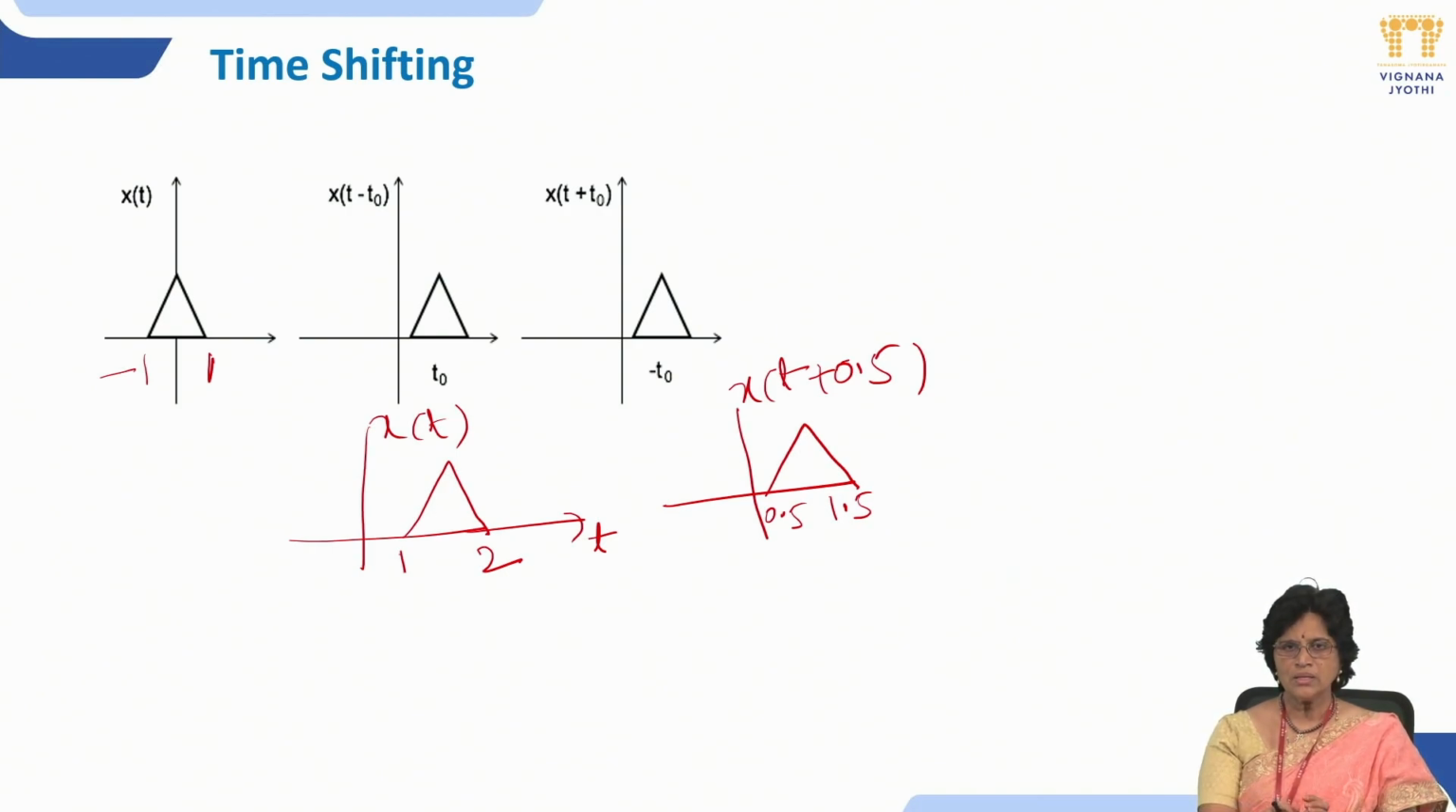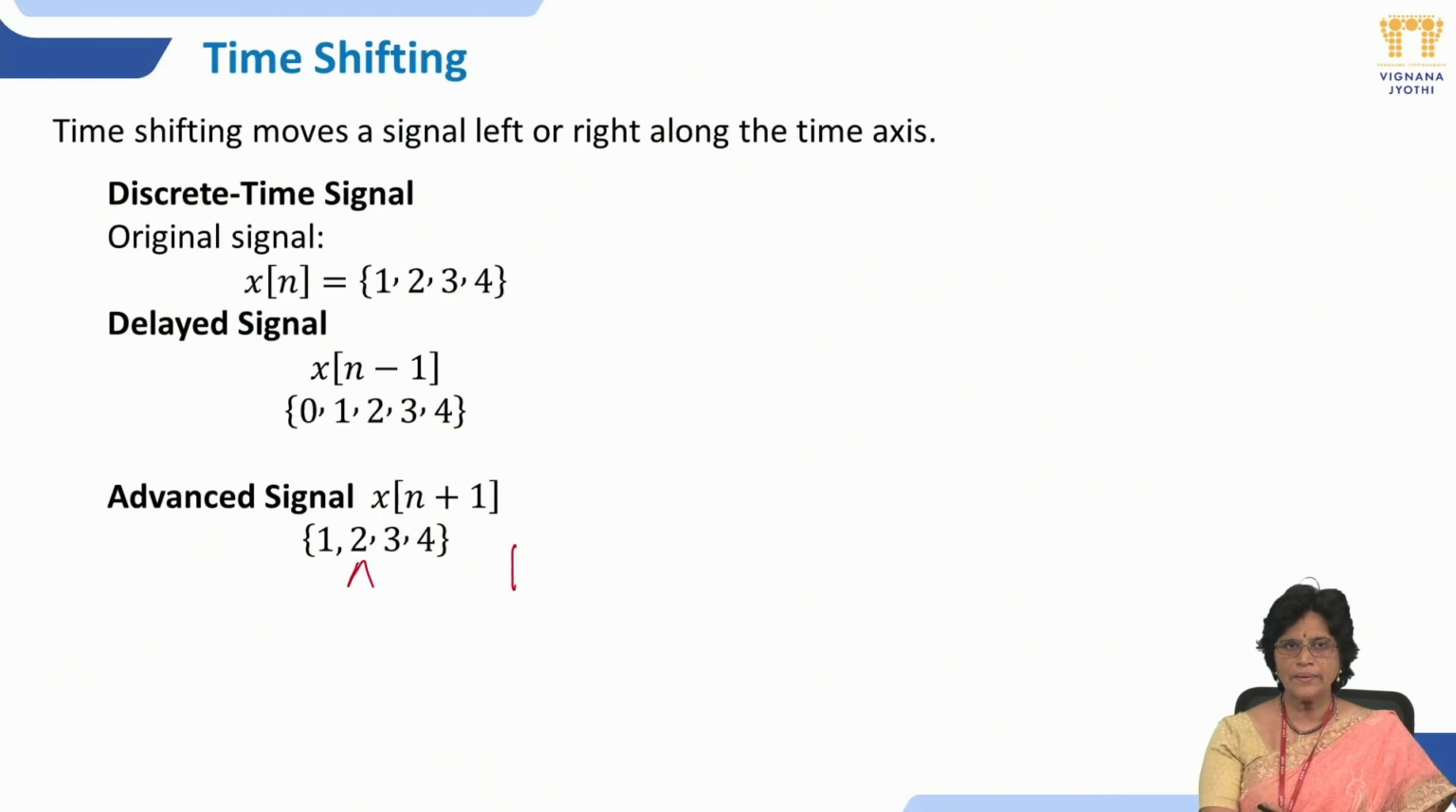Whenever it is a positive shift, x of t minus t naught, the entire signal moves towards the right by that many units. That one we call delay. In the case of advance, the signal shifts towards the left by that many units. I will explain the mirror image after the next slide.